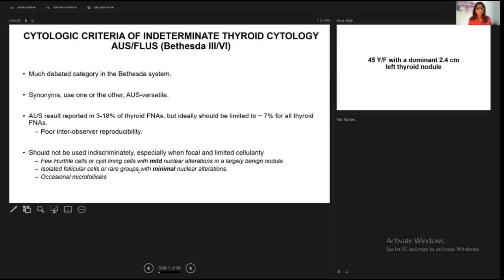AUS should not be used indiscriminately, of course, because you don't want to use it for most cases. One of my mentors told me atypical is the easiest result that anyone can report. You can never go wrong with atypical. But the downside of doing that is we're just giving away our profession, because if we start calling everything atypical, then what's the role of cytology here? So we really do not want to use this category indiscriminately, especially when the changes we're talking about are very focal, or when we're looking at a sample that doesn't really have a lot of cells.